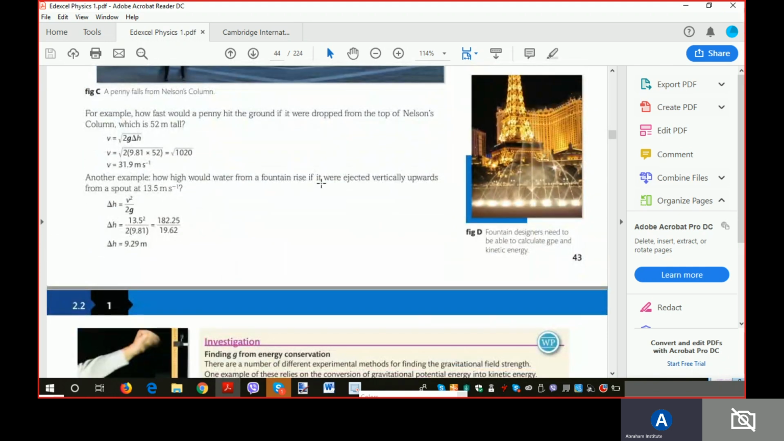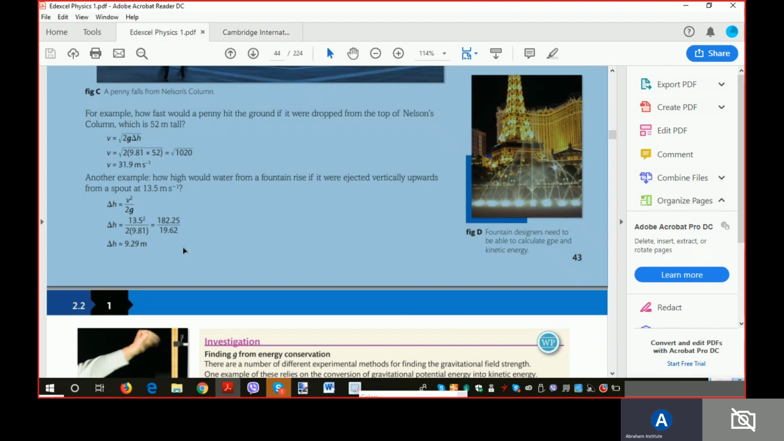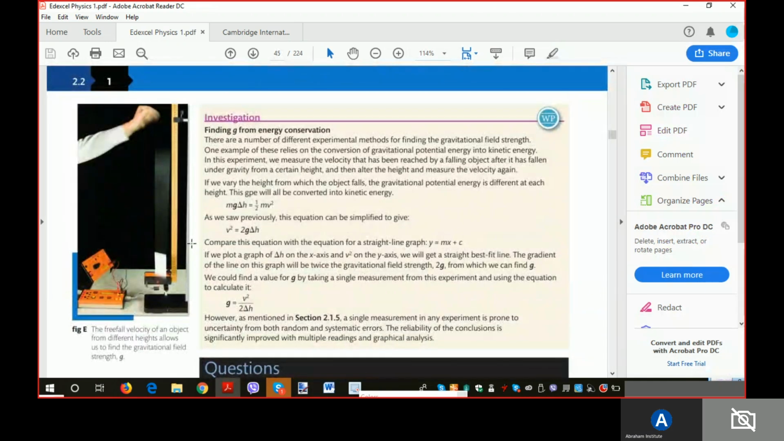So here what happens is, water from a fountain rises vertically upwards. So initial velocity is this much. How high it would rise means at the highest point, all the kinetic energy at the bottom, where it was having this speed, converts to gravitational potential energy at the top. So at the bottom it has maximum kinetic energy. At the top kinetic energy is 0. Gravitational potential energy is maximum. Is that clear? Any questions? Yes, sir, it's clear, sir.